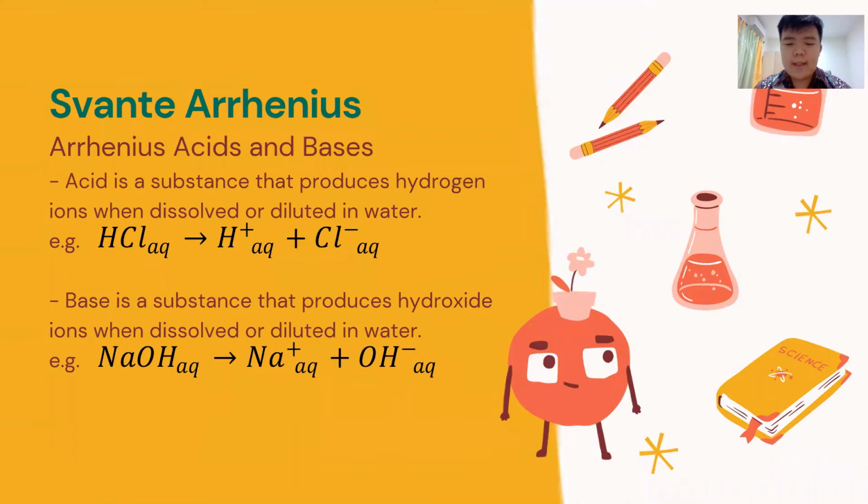The first definition of acid and base comes from Svante Arrhenius. The definition of an acid from Arrhenius is a substance that produces hydrogen ions when dissolved or diluted in water. For example, when hydrogen chloride is diluted in water, it will yield hydrogen ion and chloride ion. The definition of a base from Arrhenius is a substance that can produce hydroxide ion when dissolved or diluted in water. For example, when potassium hydroxide is diluted in water, it will yield potassium ion and hydroxide ion.